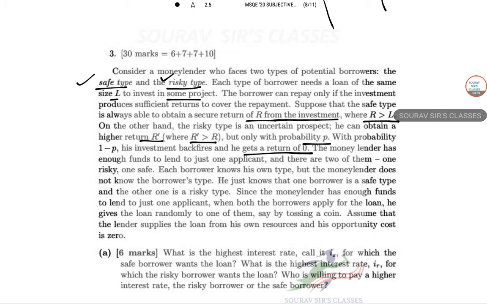So one is risky, one is safe. Each borrower knows his own type, but the money lender doesn't know the borrower type. He only knows that one borrower is the safe type and the other one is the risky type. That's the only information he has. Since the money lender has enough funds to lend to just one applicant, when both borrowers apply for the loan, he gives the loan randomly to one of them. This is very important, randomly, by tossing a coin, assuming that the lender supplies the loan from his own resources and his opportunity cost is 0.